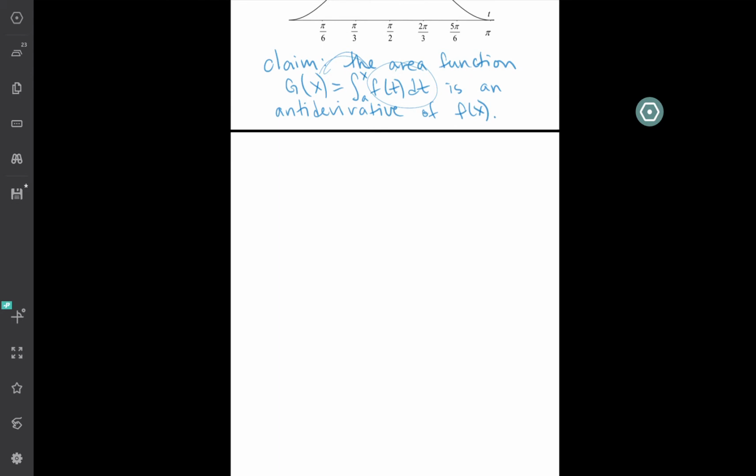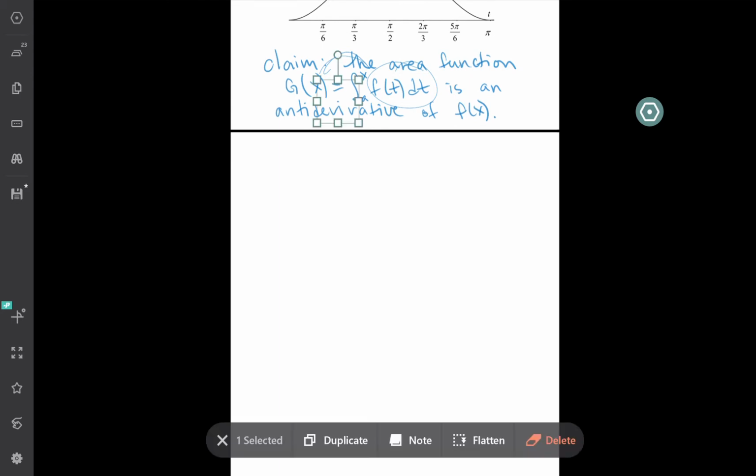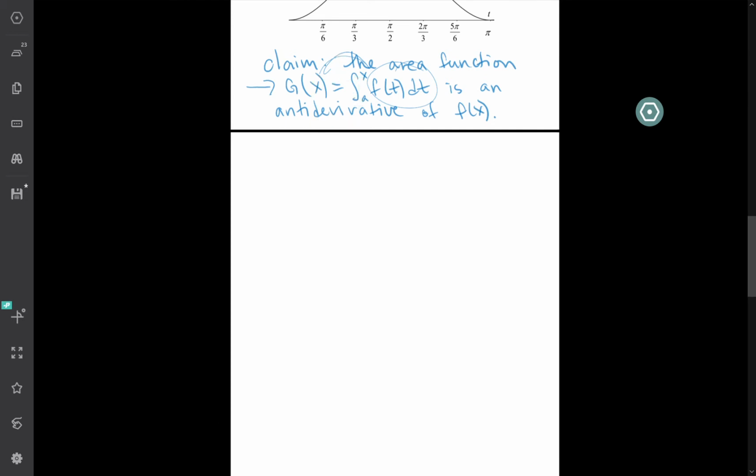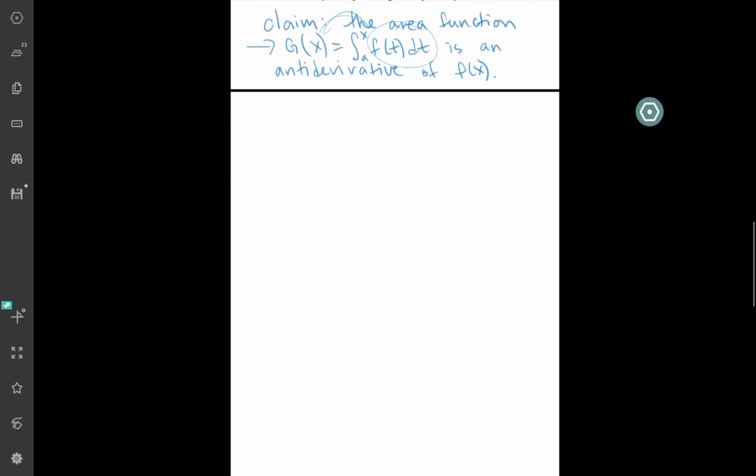So if we built an area function along the lines of this right here, g of x equals the integral from a to x of some function f, our claim, and this is entirely based on looking at some graphs, is that this g of x function, this area function, is an antiderivative of f. And I want to now check and see if that is actually true.